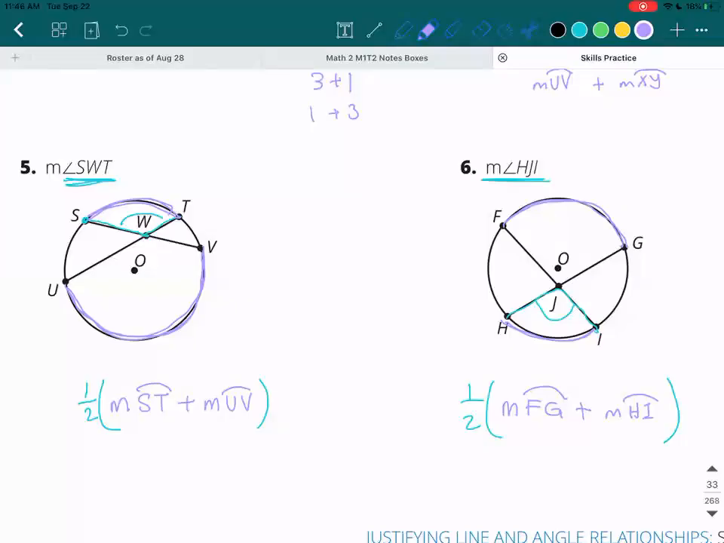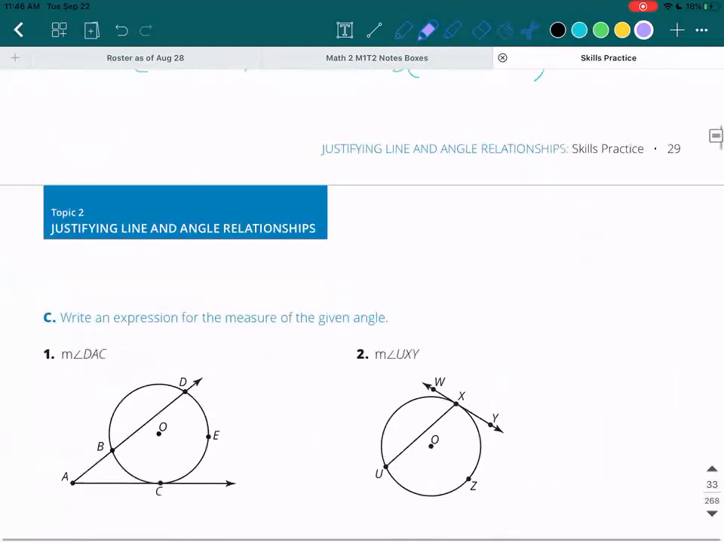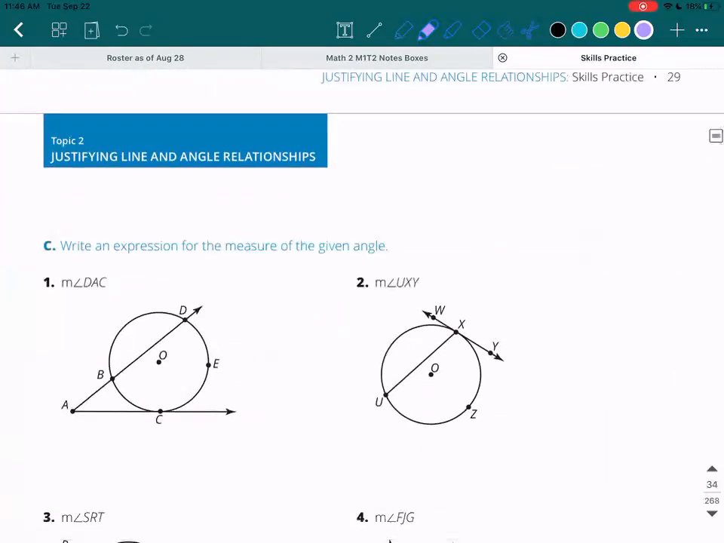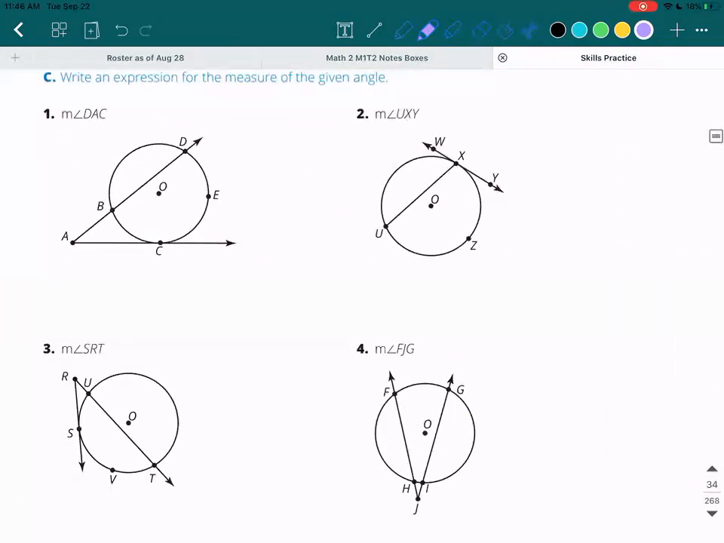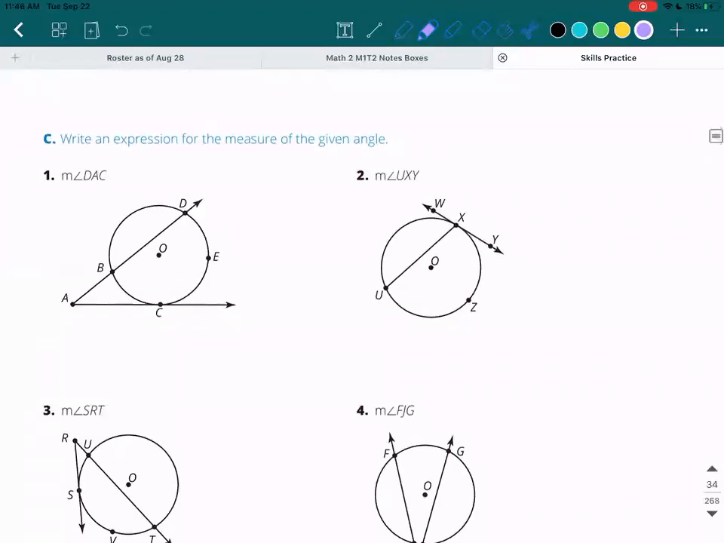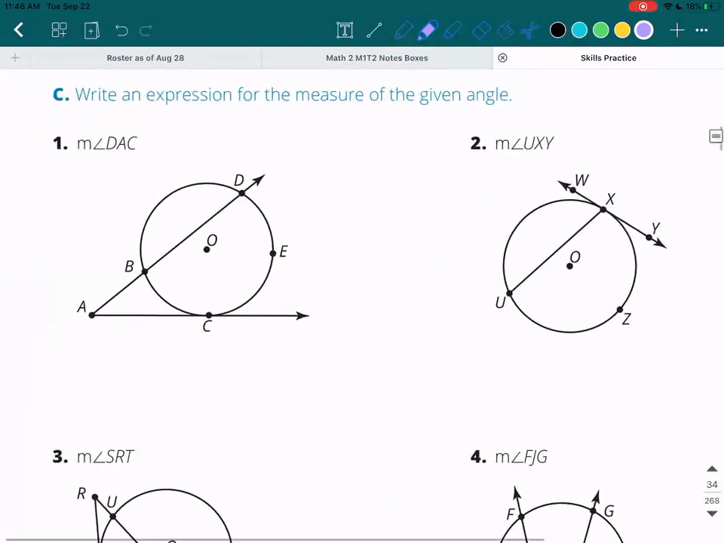Let's move on. Zoom out. We're still going to be writing expressions for the measure of the given angle. Take a look at all of these. These are exterior angles. Let's zoom in a little bit so you guys can see. For this one, we're talking about the measure of angle DAC.